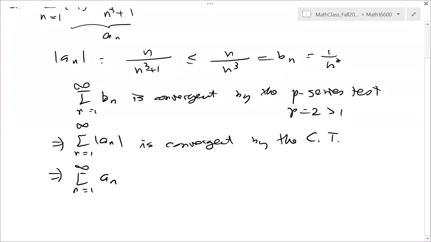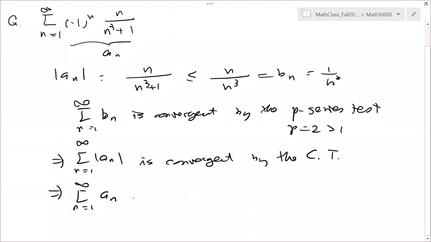The original had a negative sign, right? So this is absolutely convergent. By the theorem in that section, we don't have a name for that particular theorem, but that's okay. This is obvious. So it's absolute convergence.